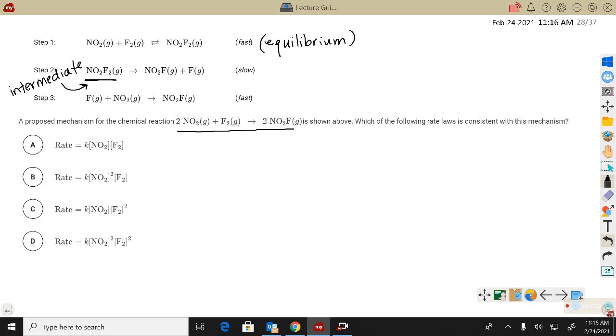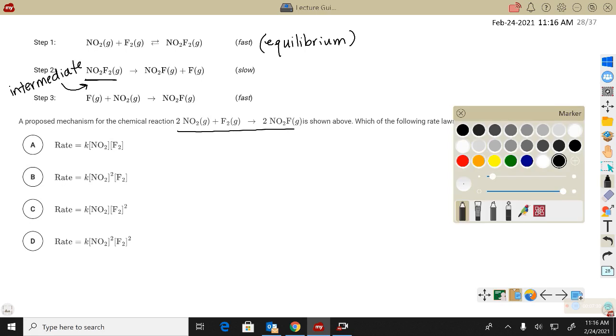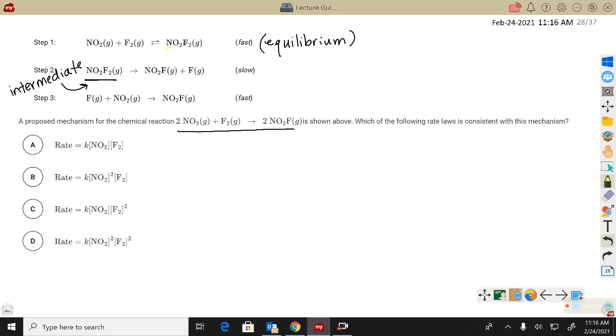So initially, I had crossed these things off. I had crossed off my intermediates, and then fluorine was another intermediate. I'd crossed those off. Intermediates cannot appear in an acceptable rate law. They're not part of the desired balanced equation. And so here's what we've got to do with this one.